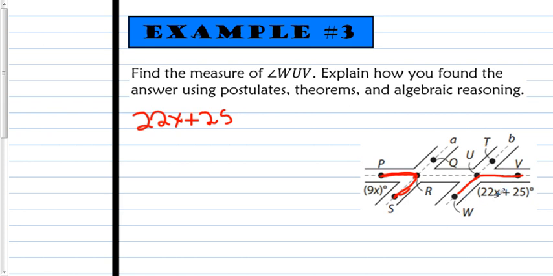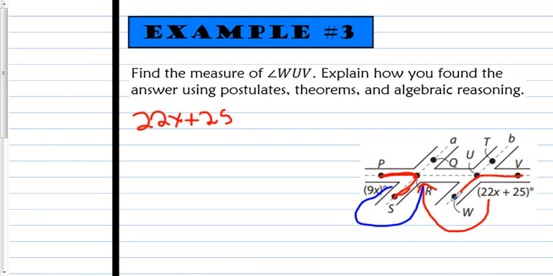However, what I do know is that WUV is corresponding to this angle right here. It's in the same position as this angle. They're both below the transversal and they're both to the right of the parallel lines. So the corresponding angles would be the same. That being said, this particular angle is what with this angle?